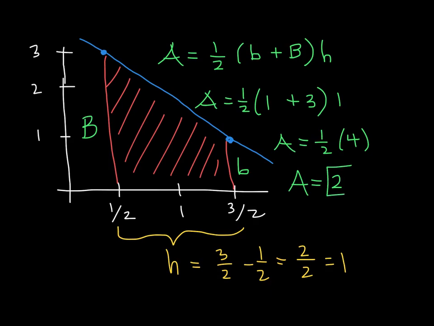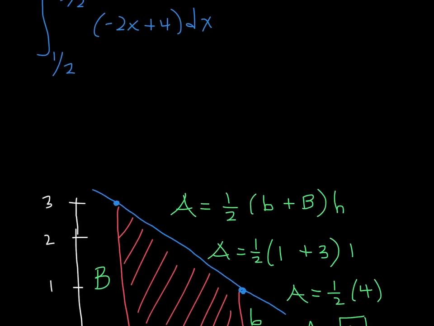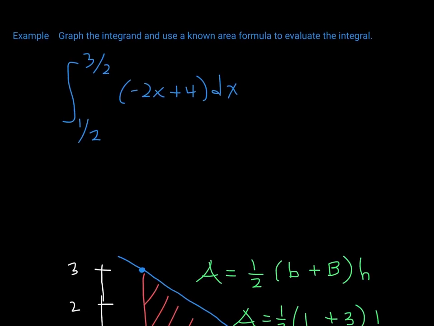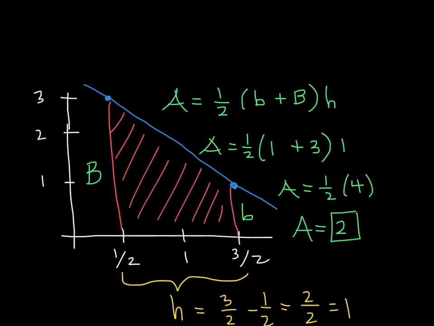2 square units is the value of our integral. This is equal to 2 square units. Okay, this integral from 1/2 to 3/2 of negative 2x plus 4 dx is equal to 2 square units. It's the area underneath this line, which forms a trapezoid. And that was fun.